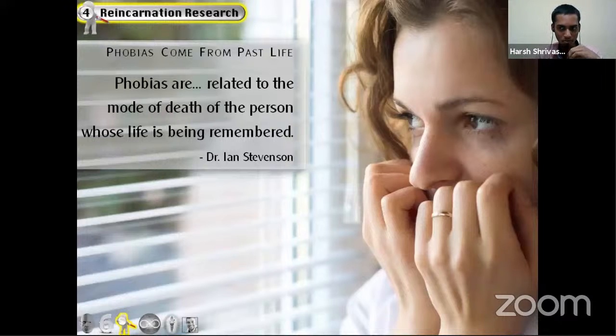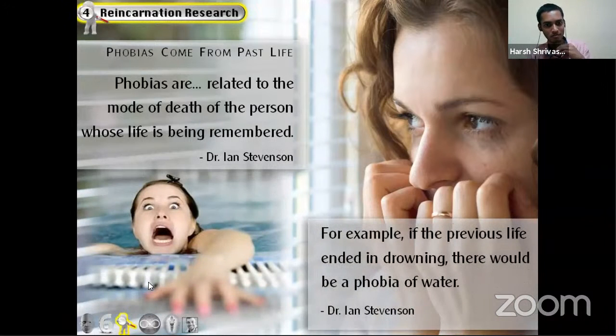Few small things, like phobias. You all have heard about this. Phobias come from past lives. Somebody has a phobia of height, somebody has a phobia of water, somebody has a phobia of some gadgets, like that. So phobias are related to our past life, related to the mode of death of the person whose life is being remembered.